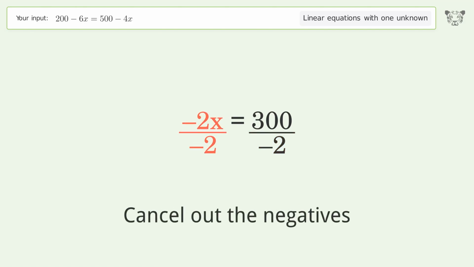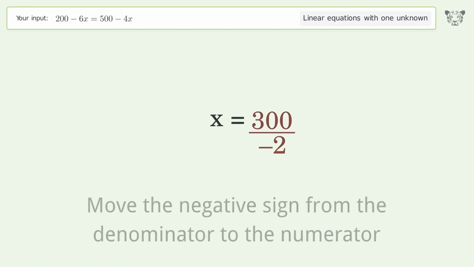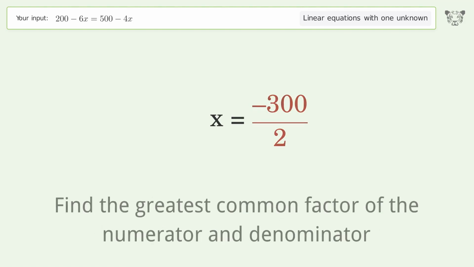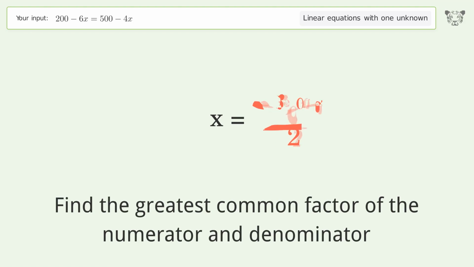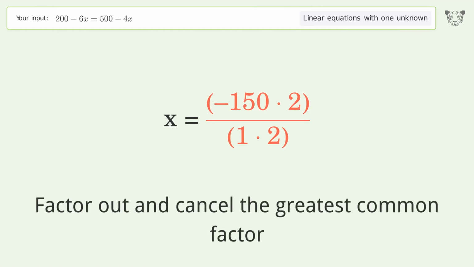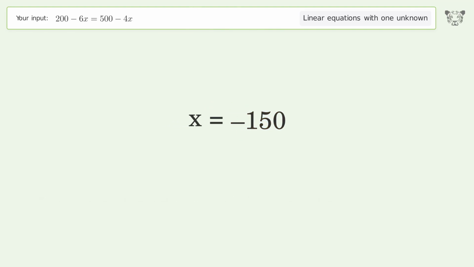Cancel out the negatives. Simplify the fraction. Move the negative sign from the denominator to the numerator. Find the greatest common factor of the numerator and denominator. Factor out and cancel the greatest common factor. And so the final result is x equals negative 150.